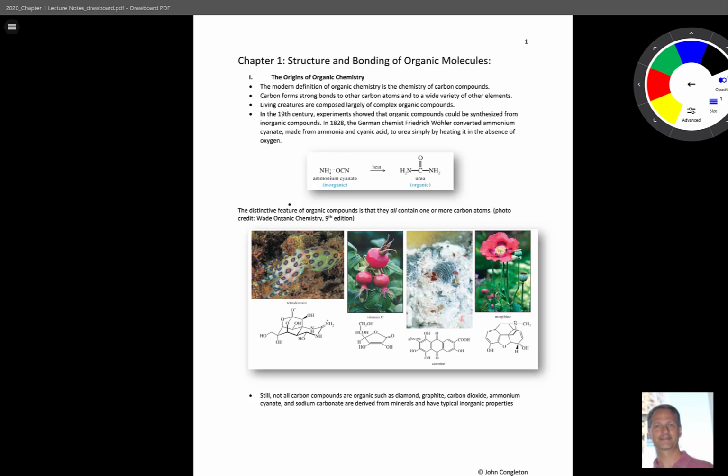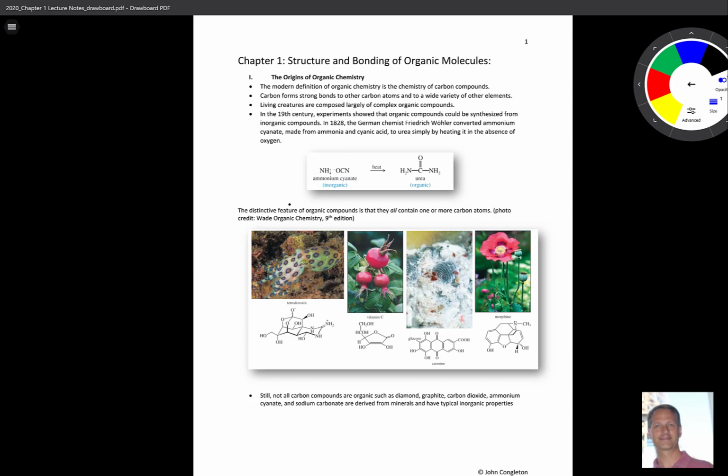So let's take a look here at our first little section of organic chemistry, which is structure and bonding of organic molecules. What I want to look at first with you guys is just the general origins of organic chemistry. The modern definition of organic chemistry is the chemistry of carbon compounds. Carbon tends to form strong bonds to other carbon atoms and to a wide variety of other elements. And this is special to carbon. Not every atom on the periodic table does this.